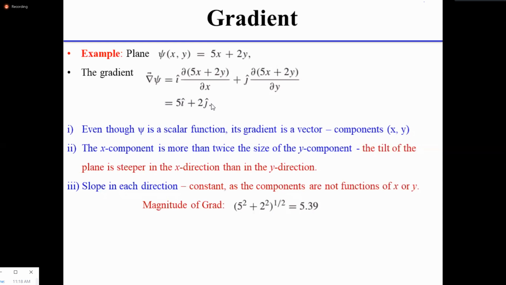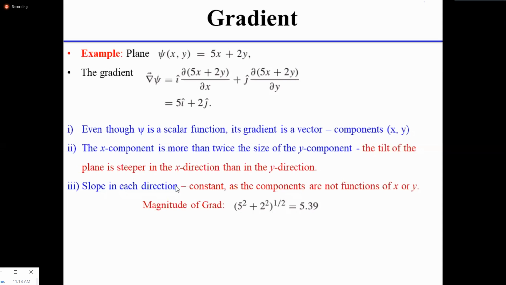It has got x component, it has got y component. Now we can see the second thing, that this x component has a value which is twice as large or more than twice the size of the y component. What does it mean? It means that the tilt of the plane is steeper in x direction as compared to the y direction.